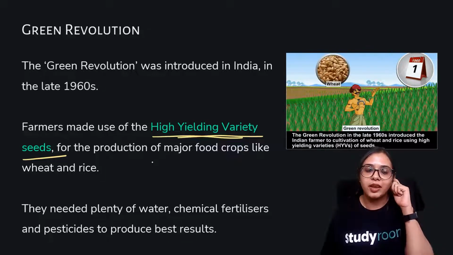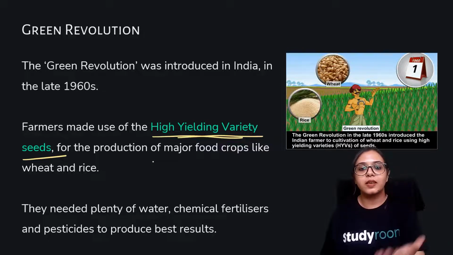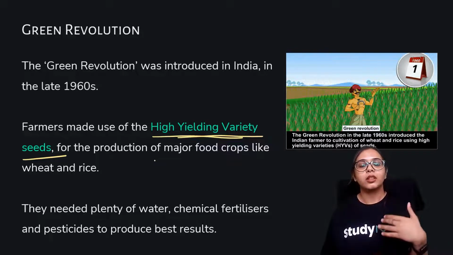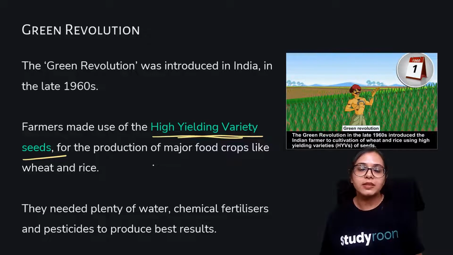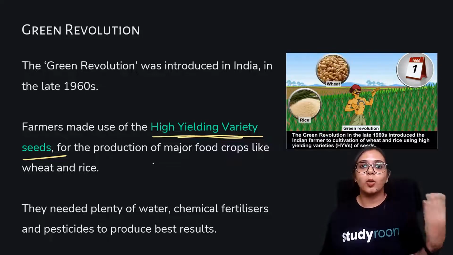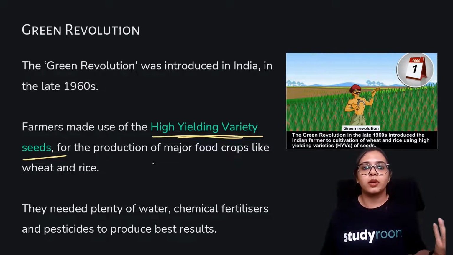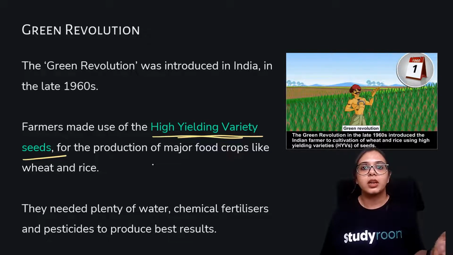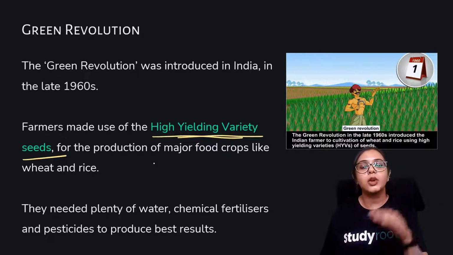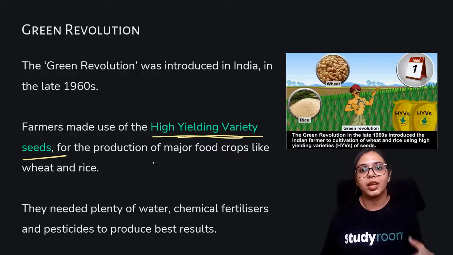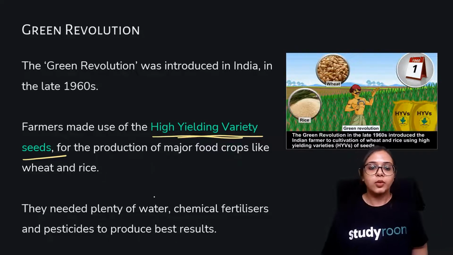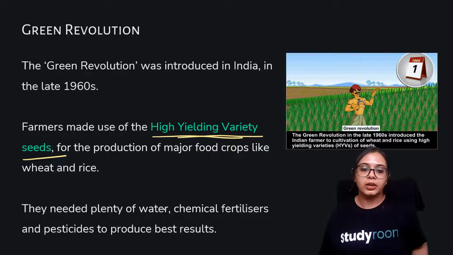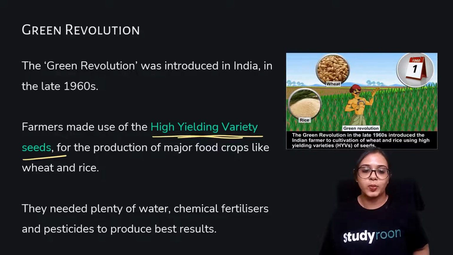The high yielding variety seeds are responsible for the production of major food crops like wheat and rice, and farmers use these seeds so that the production of the food could be increased, even though the surrounding temperature, or some infestations by rats, or even microorganisms, the seed can tolerate that, they can withstand that, they can resist that. All right, so they need plenty of water, chemical fertilizers, and pesticides to produce best results.